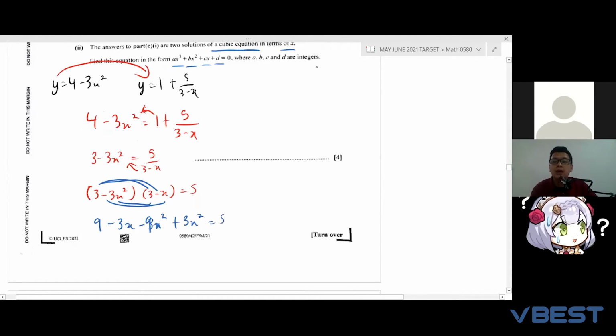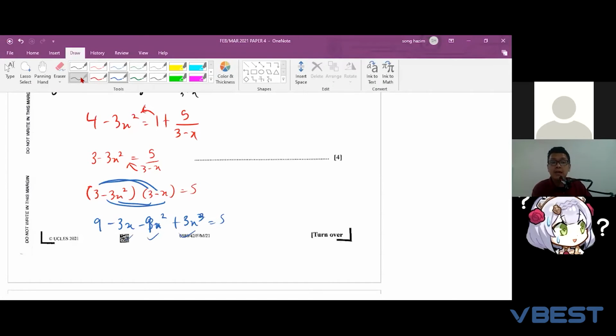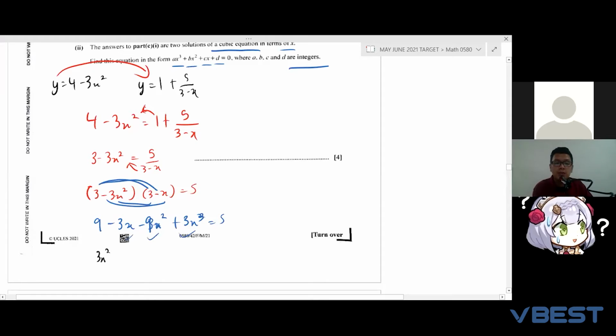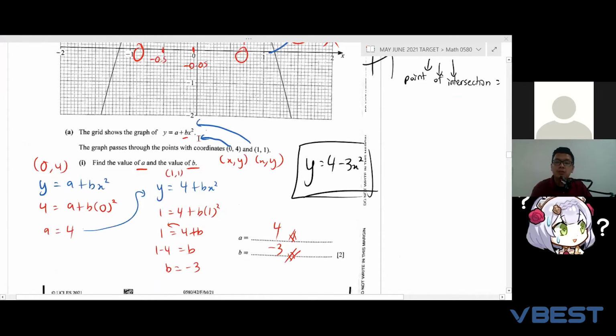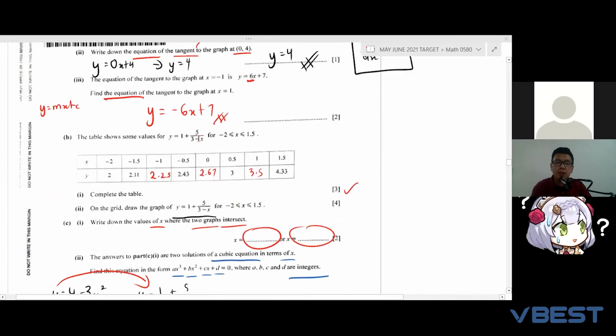And make sure that all of it are integers. I believe this one you already know how to do. Sorry, I think maybe I made a mistake here. I'm not sure. 3 times 3 is 9, 3 times -3 is here, correct. Become here, correct. And this one, yeah, correct. And then you just rearrange. Okay, 3x cubed minus 9x squared minus 3x plus 9 minus 5 equal to 0. Where you get the 4 minus 3x squared is actually from the first question here. Over here, you already get the equation 4 minus 3x squared.